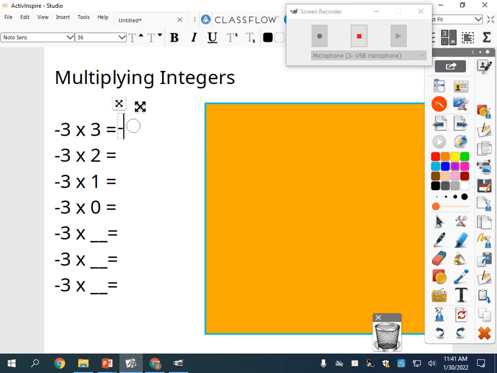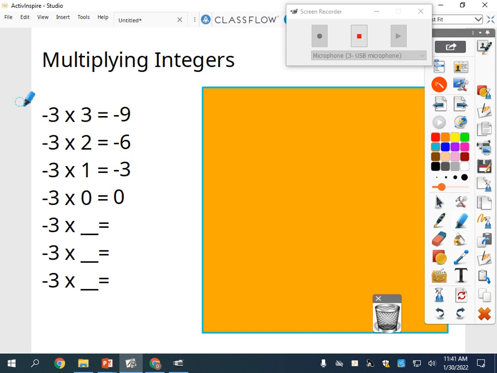So this has got to be negative 9. Negative 3 times positive 2 has got to be a negative 6. A negative 3 times a positive 1 has to be a negative 3. So let's see the pattern that's happening here. Or let's do this one first, because anything times 0 is 0. All right, so let's look at the pattern.